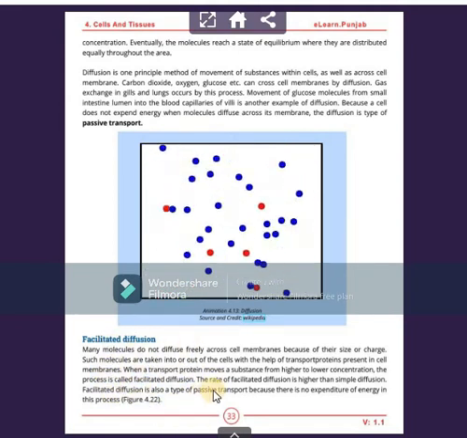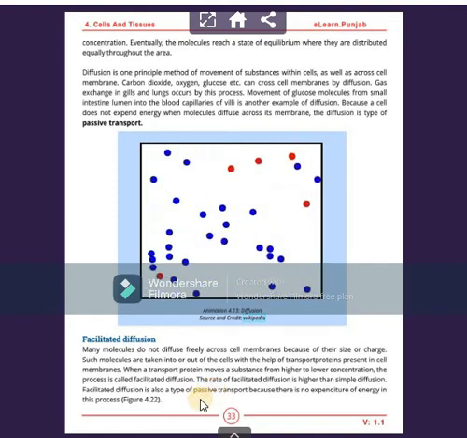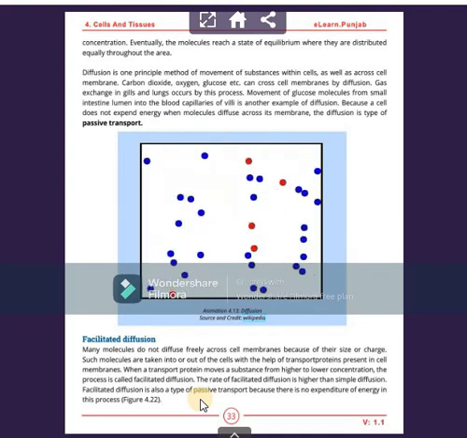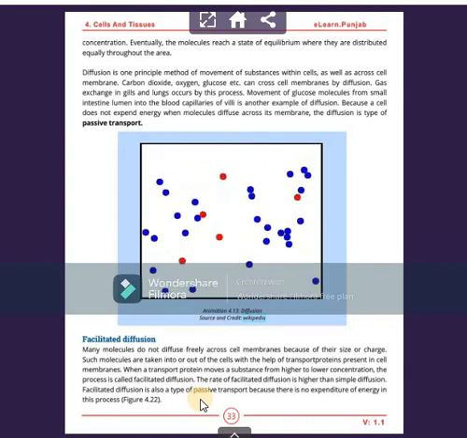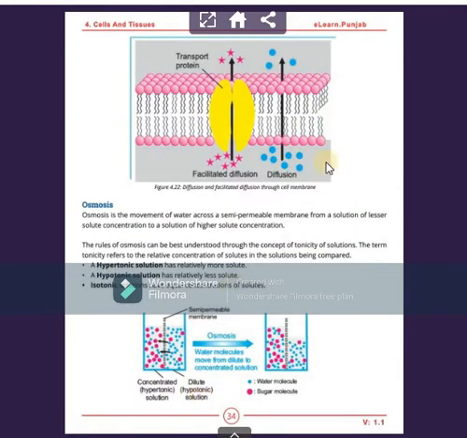The rate of facilitated diffusion is higher than simple diffusion. Facilitated diffusion is also a type of passive transport because there is no expenditure of energy in the process. What is passive transport? That type of transport in which there is no expenditure of energy. You can see in this figure that these are the transport proteins. This is a process of diffusion: the molecules are easily passing through the membrane from higher concentration towards lower concentration, but here the transport proteins are present, helping the molecules to move from higher to lower concentration.